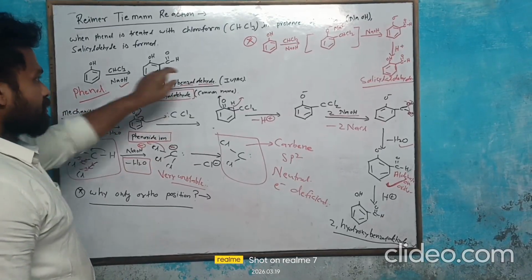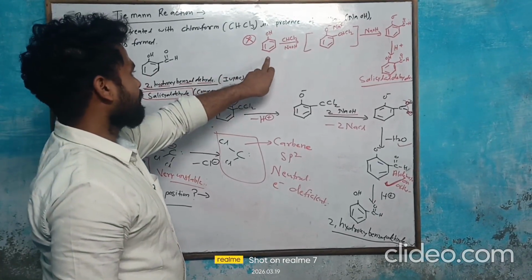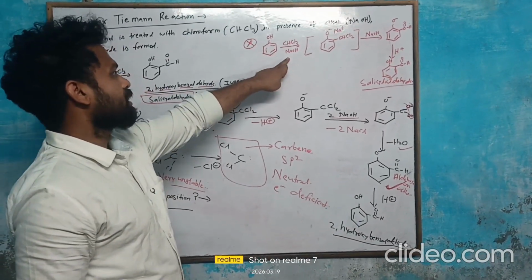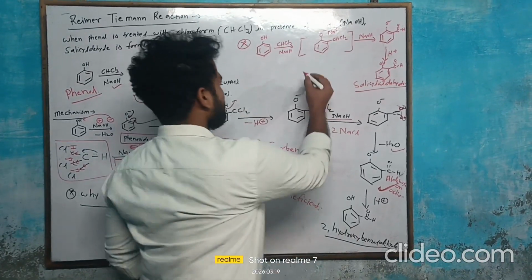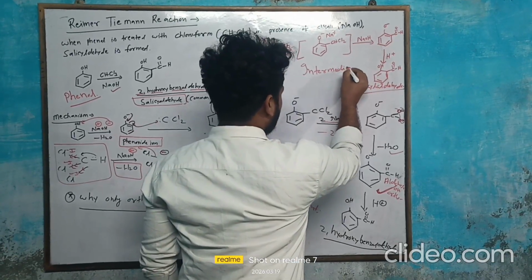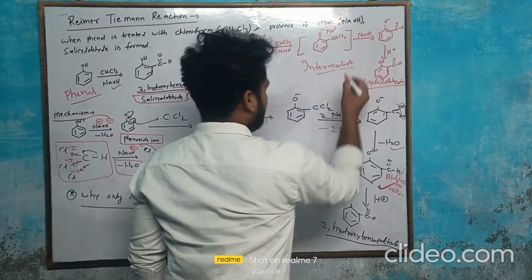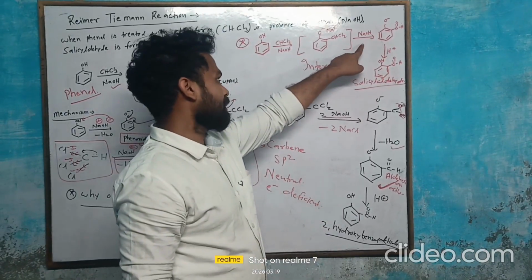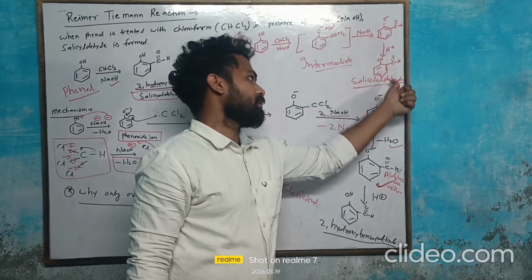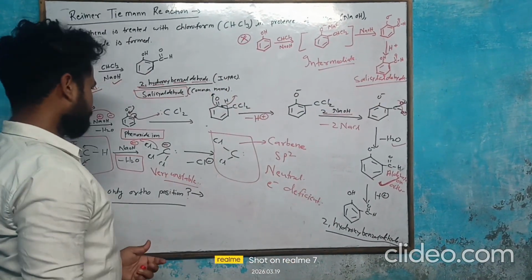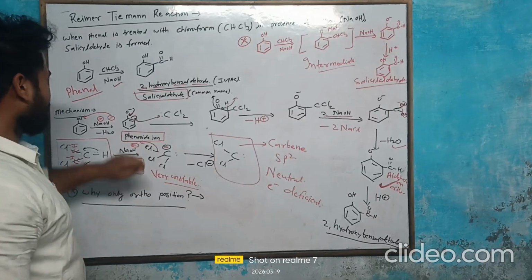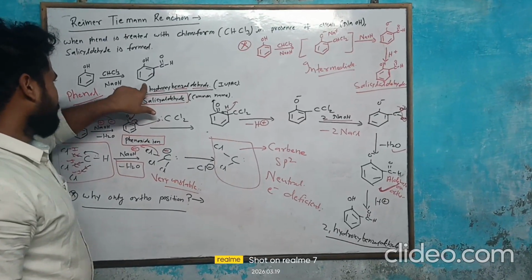In short, I can say that when phenol is treated in the presence of CHCl3 and NaOH, there is the formation of this type of compound, which is considered an intermediate. And when we treat it with NaOH, this converts into an aldehyde, and after protonation we get salicylaldehyde. Now the question is, why is there formation of ortho only? Why is there no formation of para?